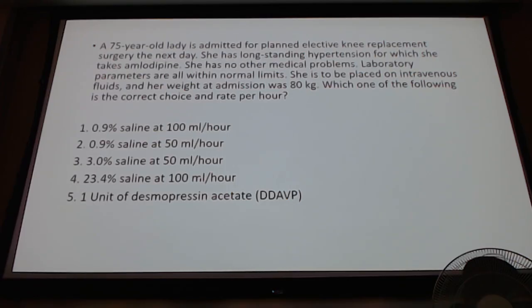23.4% ceiling. What is that? That's hypertonic. Do we give it in a patient like this? Does she have a blood or head injury? No, okay. 3% saline, hypertonic. What is the rate per hour for maintenance? 30 milliliters per kg per day.